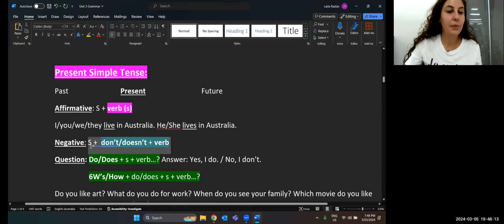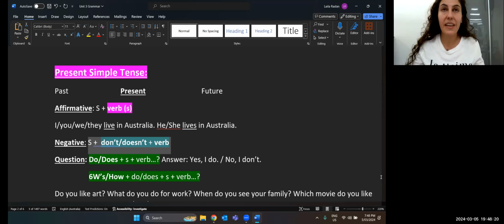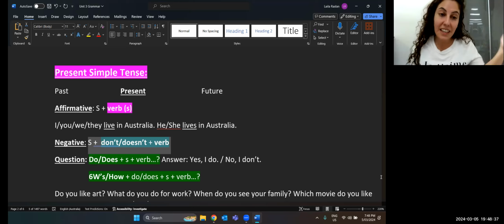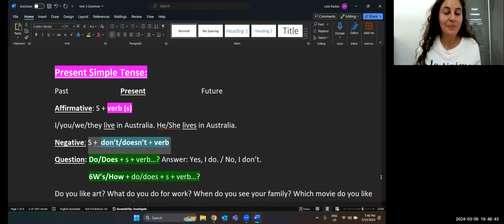So an example of a negative sentence in the present simple is something like, I don't speak Spanish. So speak is the verb. I haven't changed it. The verb is to speak. That's the infinitive. So I take that verb, speak, and I put a subject. I don't speak Spanish. That's true information right now. But 10 years ago, I did because I studied it. But now, in my life, I don't speak Spanish.